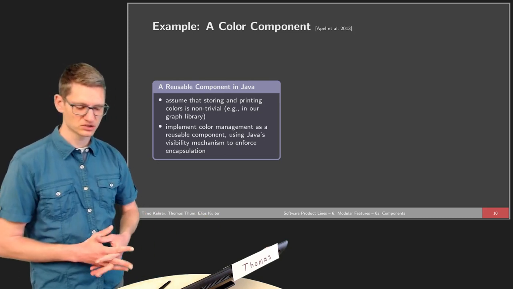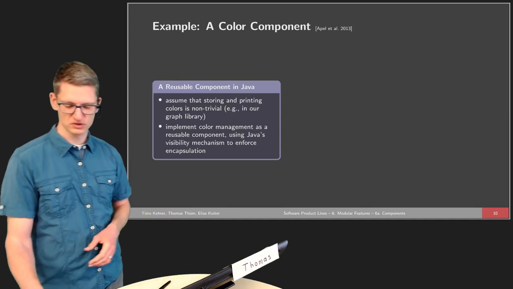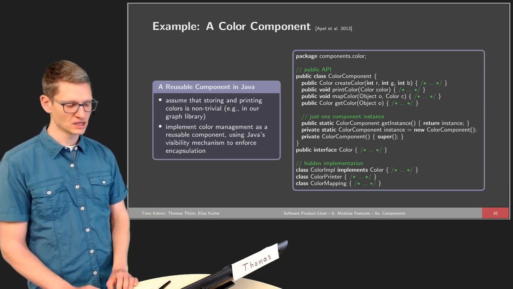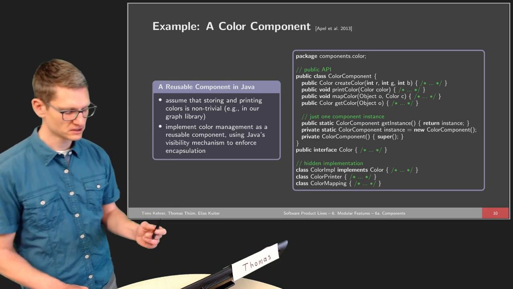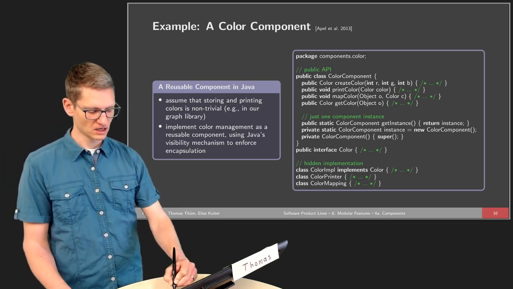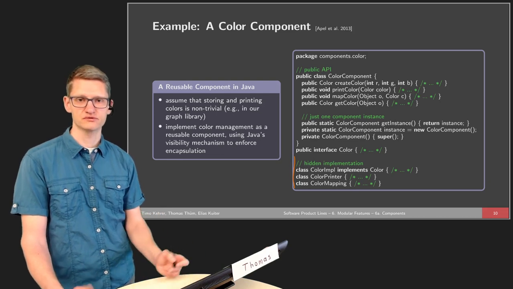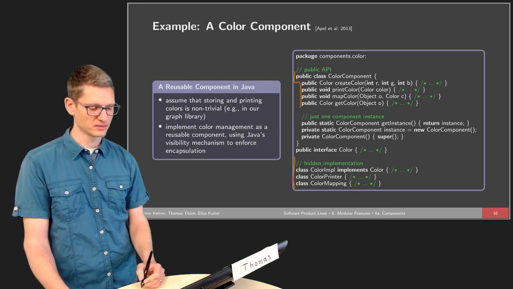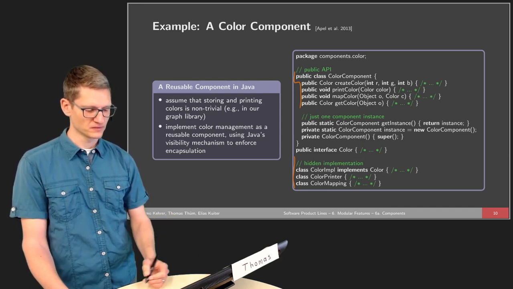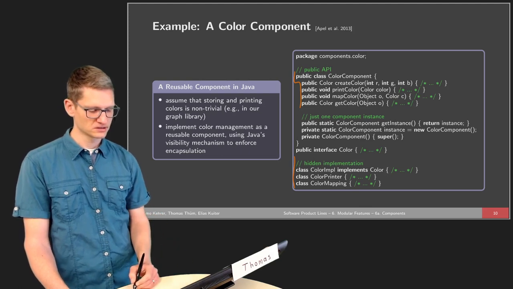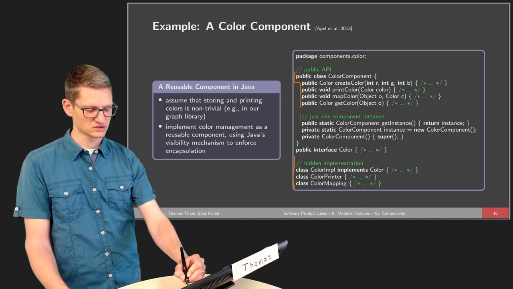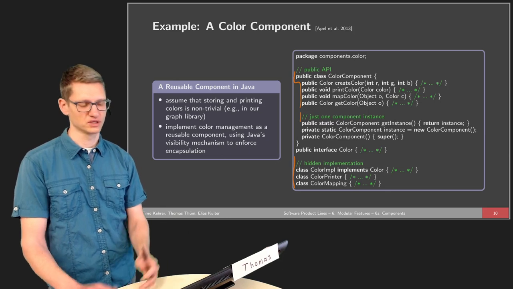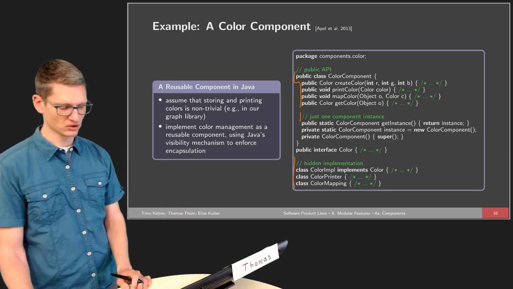So we want to implement color management as a reusable component, and we want to use Java's visibility mechanisms to create an API. What we can see from this example is that there are quite some classes that are hidden from the outside, so they are used for implementation, but there's a public API with public classes, public methods, and fields. And there might be some extra functionality to only have one instance of the color component, because one instance might be sufficient for our setup.